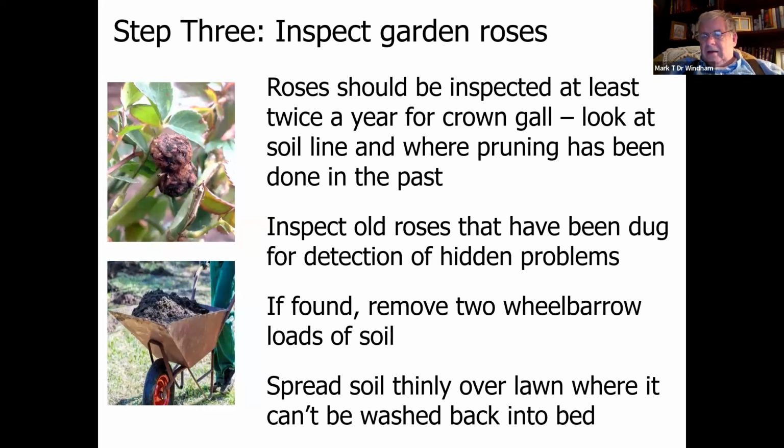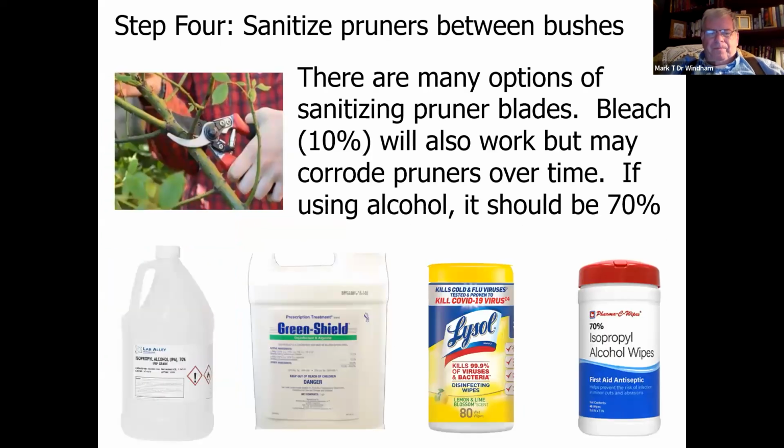Now, how long will that take? Some literature says 2 to 3 years. Some says 5 to 7. So I say 8 to 10 to be safe, if you want to rotate out from crown gall. That's how long it would take.